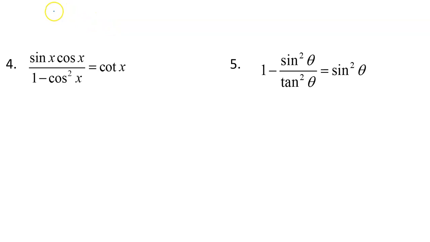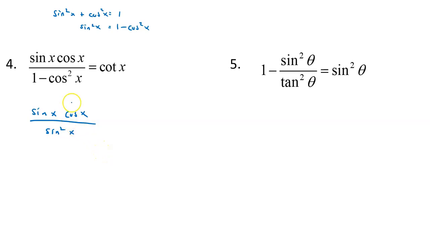And again, if you forget which way it goes, if sine squared plus cosine squared equals 1, if you subtract a cosine squared from both sides, then you get sine squared. All right, so I can replace that 1 minus cosine squared with a sine squared. And that gives me sine x cosine x over sine squared x.